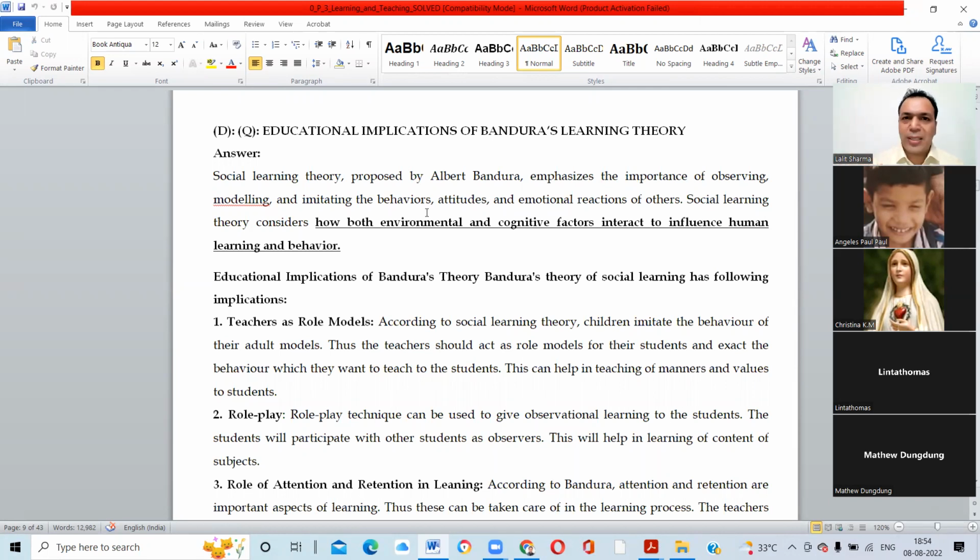Okay, you have done the Piaget theory. Piaget theory talks about cognitive development. But Bandura has said that along with cognitive development, environment also plays an important role to influence human learning and behavior, right? It is also called the social learning theory, right?